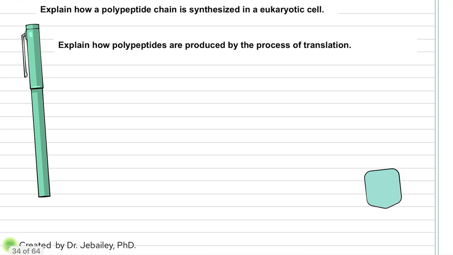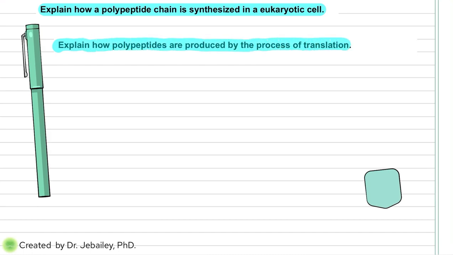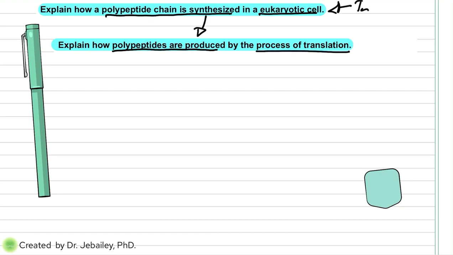Next, we have here: explain how a polypeptide chain is synthesized in eukaryotic cells, and explain how polypeptides are produced by the process of translation. Now, even though these questions are worded differently, they are both asking exactly the same thing. The only difference is polypeptide chains synthesized, polypeptides are produced. So the word synthesize is obviously the word produce. However, here it's saying eukaryotic cells, and here it just says the process of translation, which means in this question they have not mentioned the word translation, and they want you to figure it out.